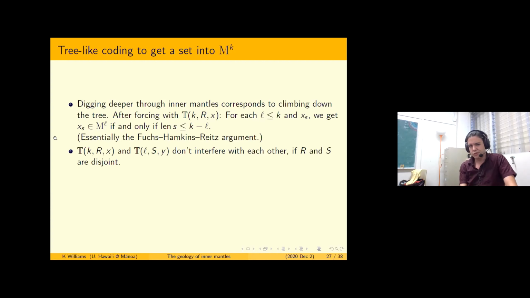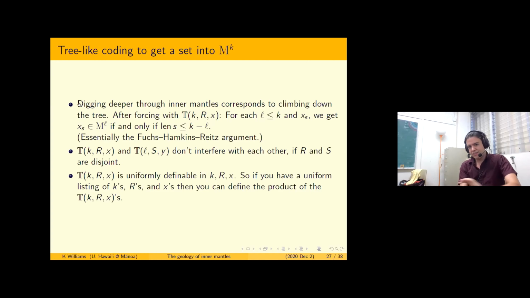Also, we can do this coding separately on disjoint blocks, and they're not going to interfere with each other. So we can take a product of these trees, and we're going to code x in one region, we're going to code y in another region, and we can do this with independent heights. Maybe it's a little tedious to check, but this is uniformly definable in the parameters. So if you have a uniform listing of your k's, your regions, your sets, your coding, then you can define the product of all of these. And so you can code infinitely many things separately. Okay.